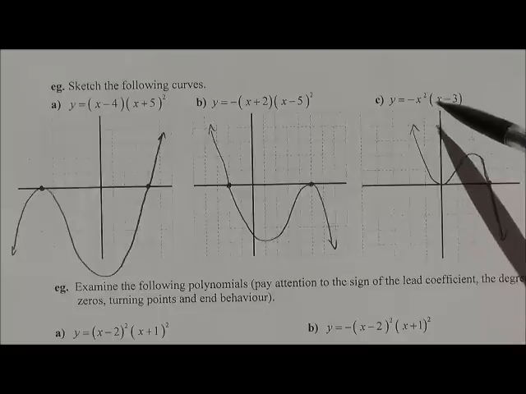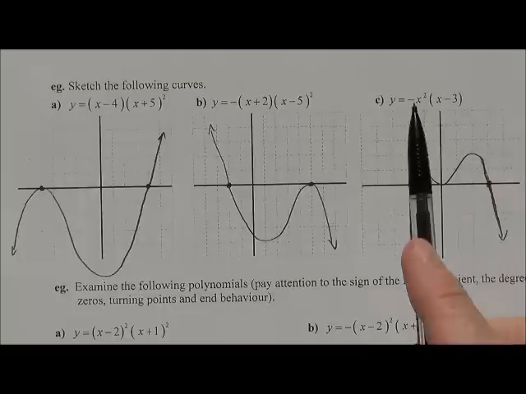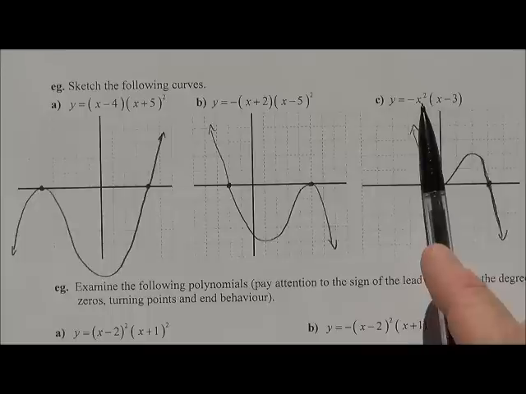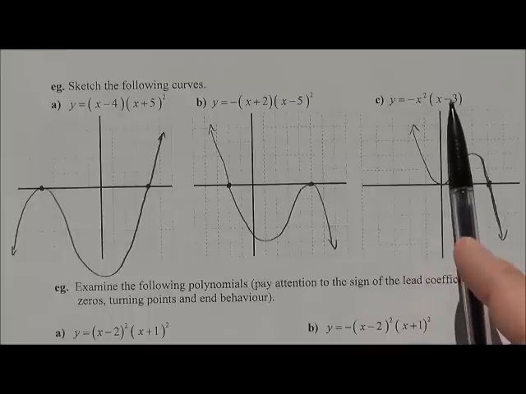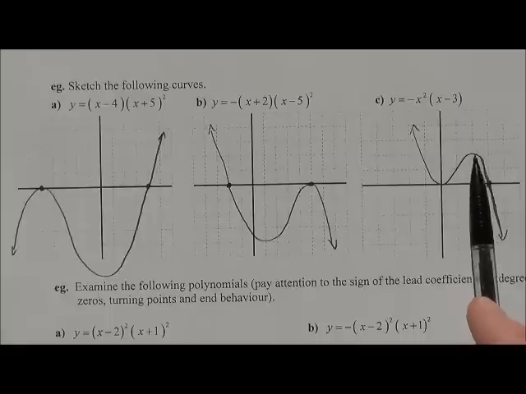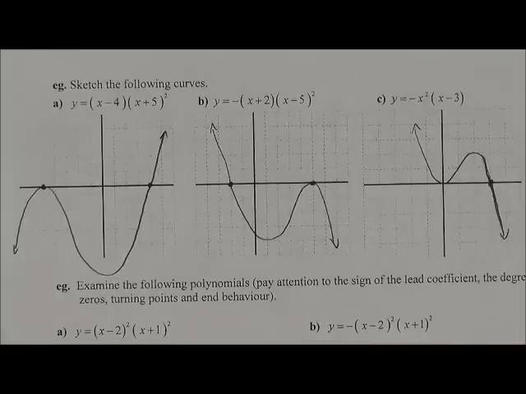The last one here, negative lead coefficient, so the graph is generally decreasing. Quadratic root is at x equals 0 and the linear root is at x equals +3. 2 turning points and 2 roots, or 2 zeros.